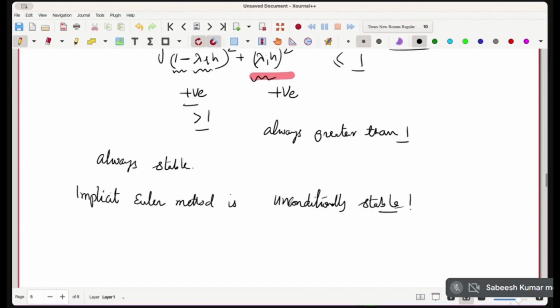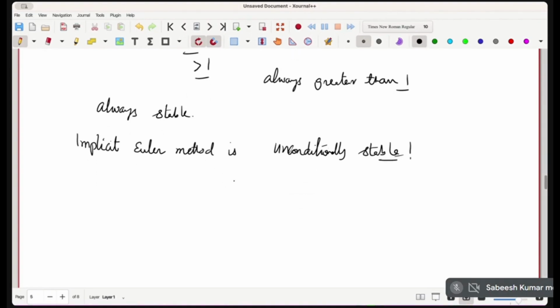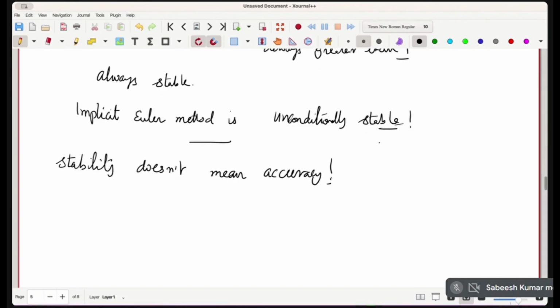Okay. That means you can take larger delta t than what you have taken for explicit Euler method. But then we realize that, similar to the context of the PDEs, stability doesn't mean accuracy. Okay. That means you may be able to take larger H values, but then the solution may not be accurate.